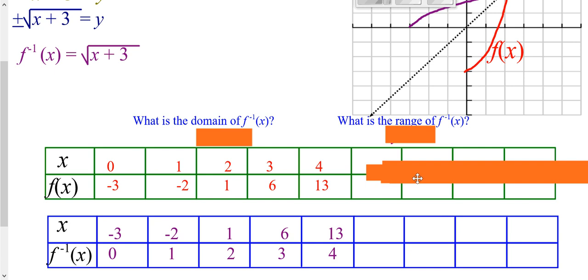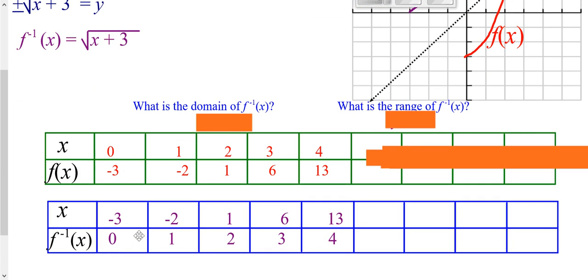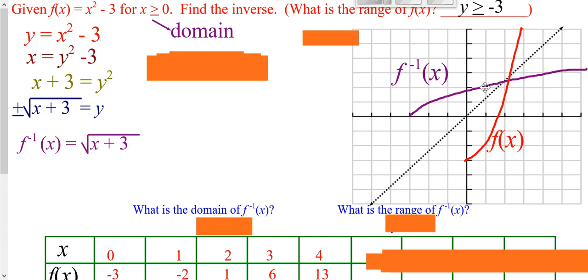Your x and y are switched, which makes sense because we actually switched your x and y up here to find your inverse. When you take these points and plot them, that gives you this purple curve. So the domain of your inverse starts at -3 and is greater than that. Your range starts at a height of 0 and goes up from there.